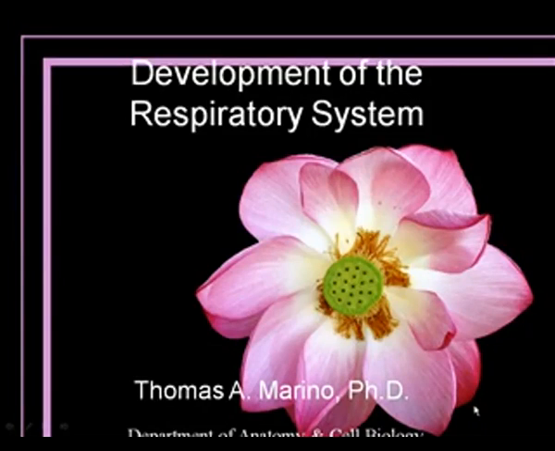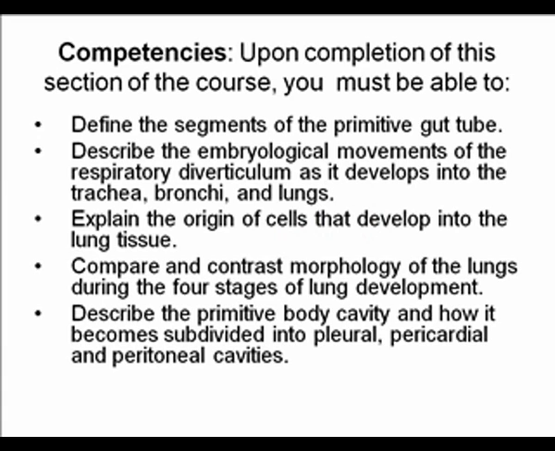In this lecture, we will discuss the development of the respiratory system, and as we finish off that discussion, we'll also consider how the pleural, pericardial, and peritoneal cavities form. We want to be able to start with the primitive gut tube, show how the respiratory diverticulum develops from that gut tube, and then forms the trachea, bronchi, and lungs.